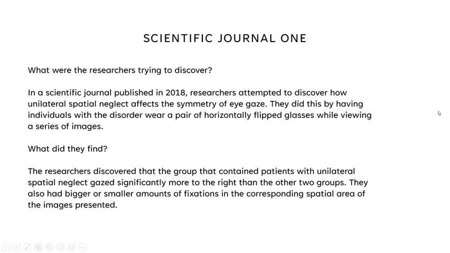This is my scientific journal one, published in 2018. The researchers attempted to discover how unilateral spatial neglect affects the symmetry of eye gaze. They did this by having individuals with the disorder wear a pair of horizontally flipped glasses while viewing a series of images. The researchers wanted to determine whether or not the actual content of each image impacted the eye gaze of the individuals with the disorder.